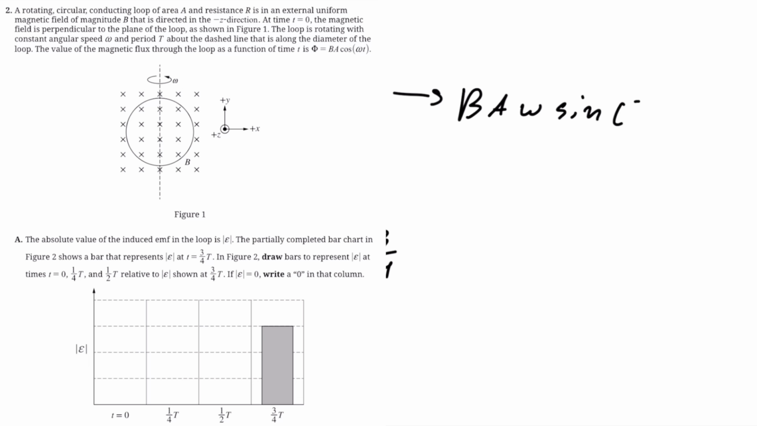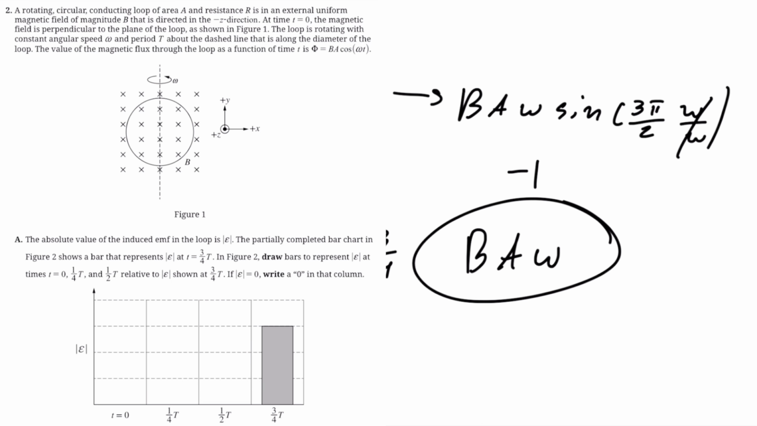So now if I plug that into my sine equation, I get BAw sine(3 pi over 2w times w), so these cancel. Sine of 3 pi over 2 is -1. But the important thing is that when sine is 1, sine is max, right? That's just the property of the sine function. So then I know that the magnitude of the EMF at that time is BAw.